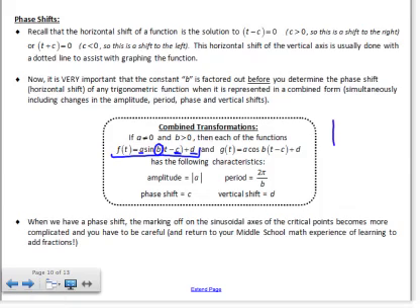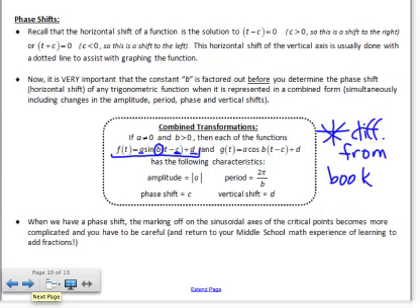Now, this is another place where it is different from the book, because the book gives you formulas to memorize, and we want you to understand when you look at the equation how the transformation should occur based on the way we've done every other type of equation this whole entire year. We're making it easier.